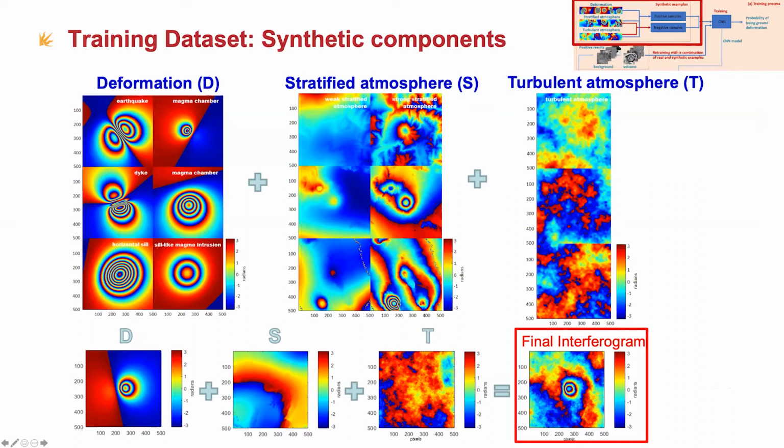and then combine them with the stratified atmosphere, which we get from the weather model from ECMWF, and then add the turbulent atmosphere. So this is the final interferogram that we use for training for the positive sample. For the negative, it will be the stratified plus turbulent atmosphere only, so the deformation is 0.